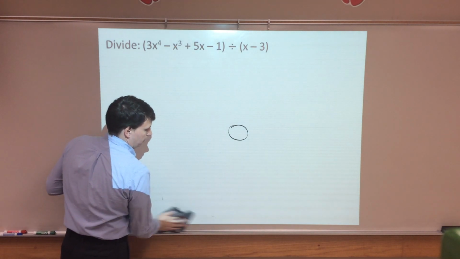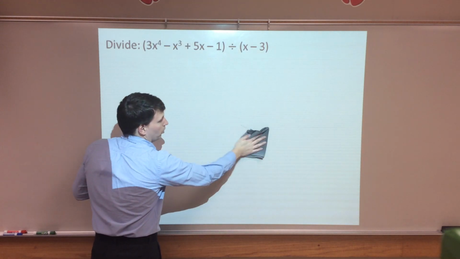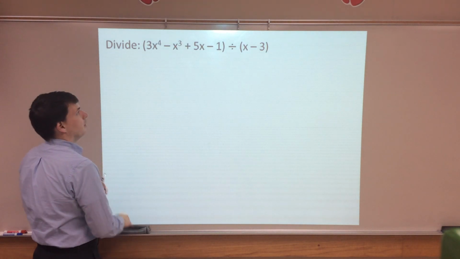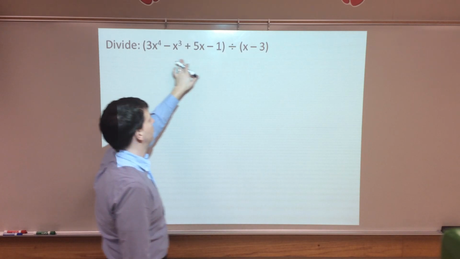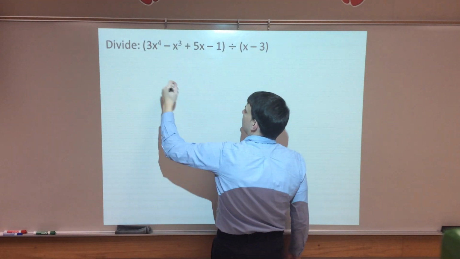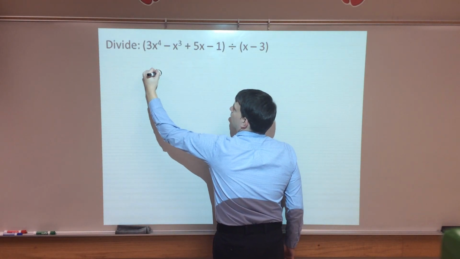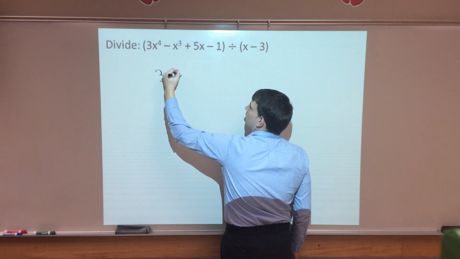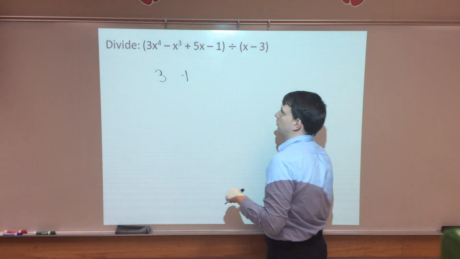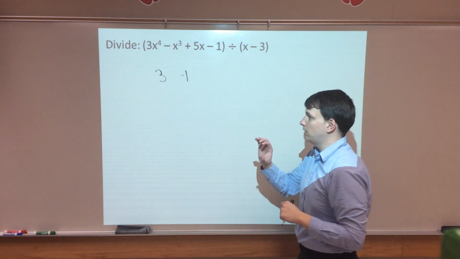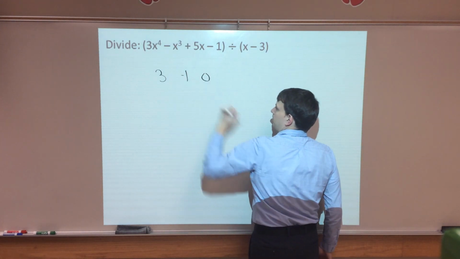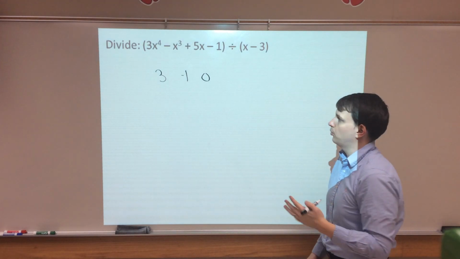Okay, so here we're going to take this polynomial. So this is a quartic polynomial, x to the fourth power. We're going to divide it by x minus 3. So I'm going to write my coefficients for my terms. So my coefficients are 3, x to the 4th, negative 1, x to the 3rd, and then it skips from x to the 3rd to x to the 1st, so I need to put a 0 to hold the place of where the x squared would be.